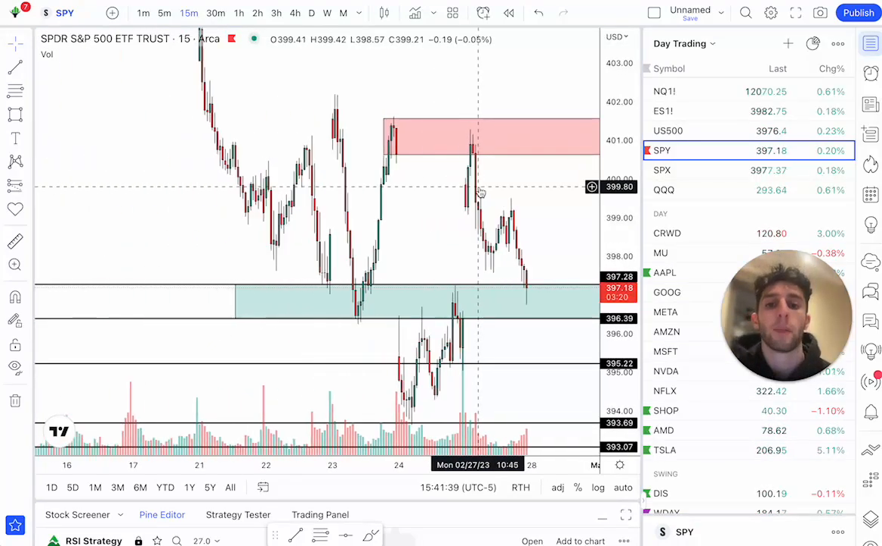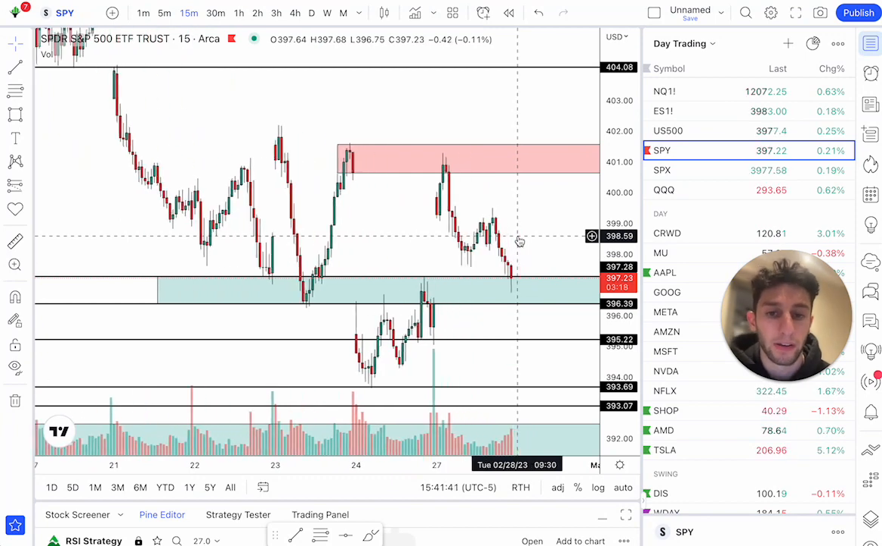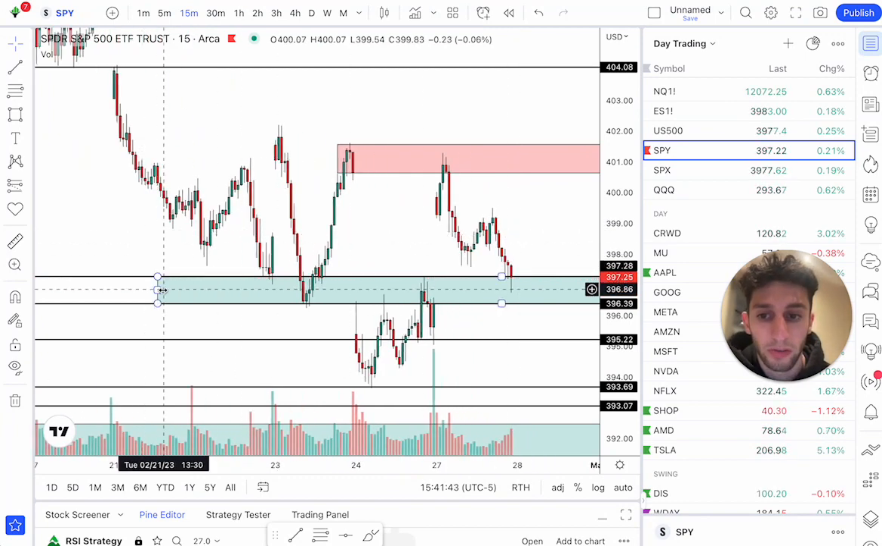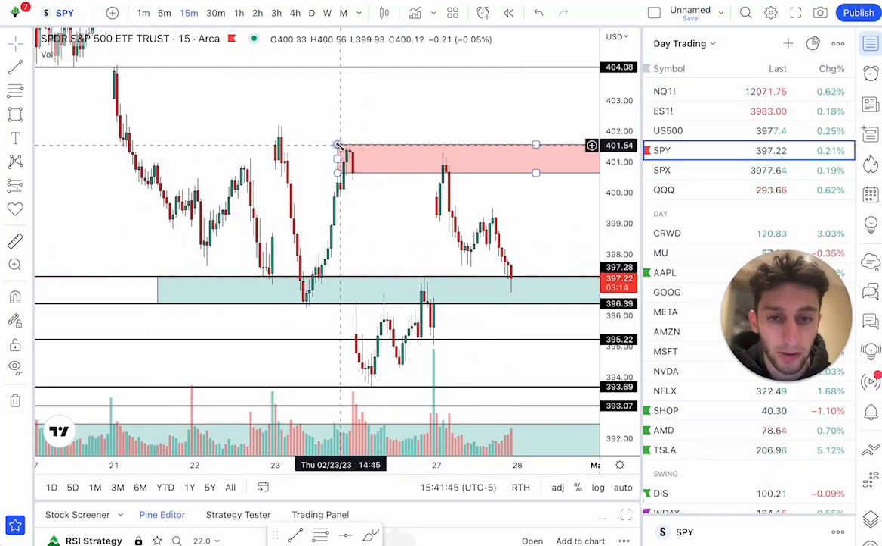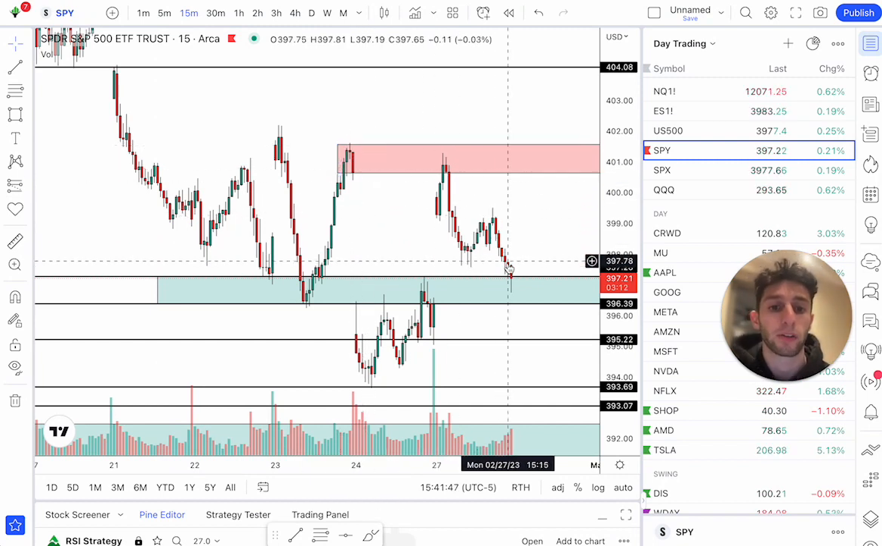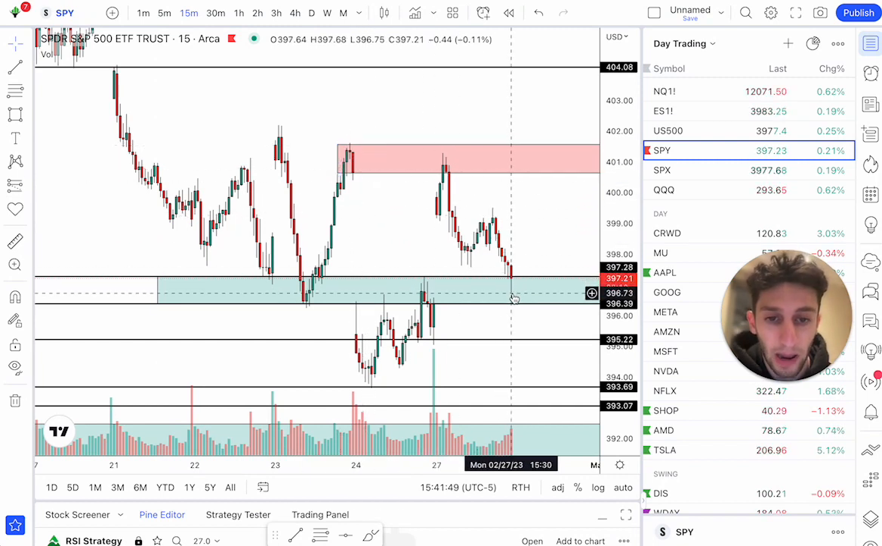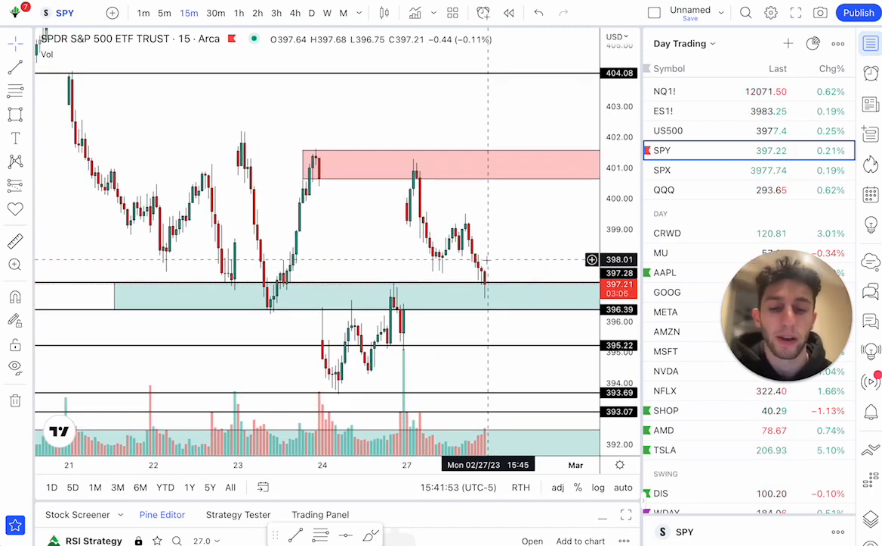So coming into the market, this was my plan on SPY. I had this green zone here. I had this red supply zone here. We're actually coming down into this green zone now. I am done trading for the day, but the market is still open as I'm creating this.